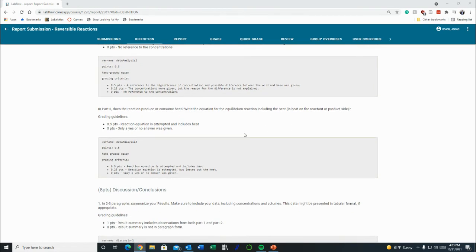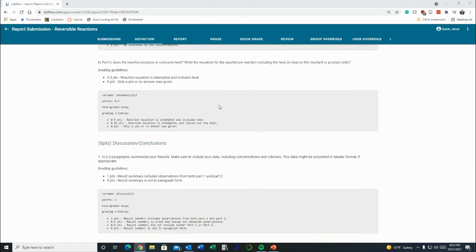And your second question, you're going to be writing the equation for part two, where it's going to be the same equation that I showed in the slides just a second ago, but you need to place heat in either the reactant side or the product side. So based off your observations, you need to determine which side you need to put the heat on.